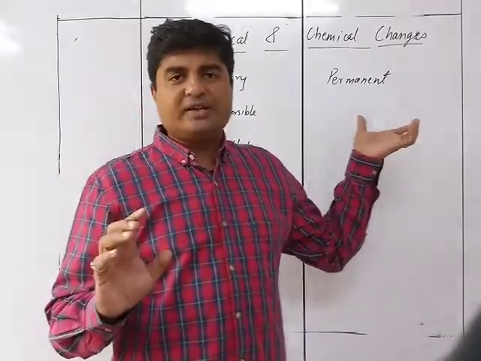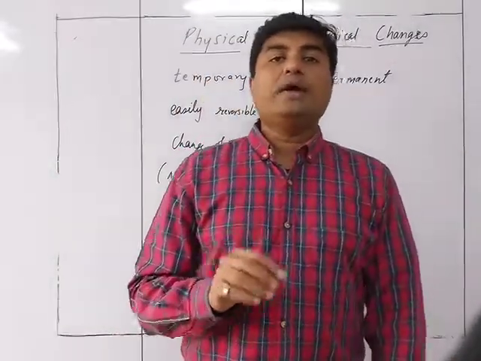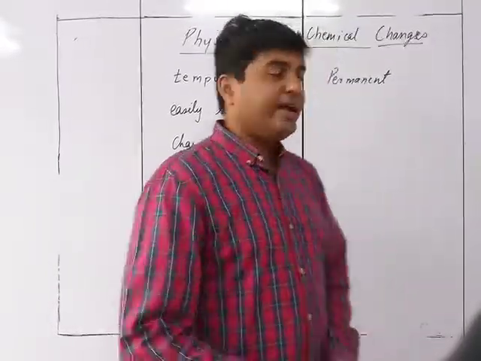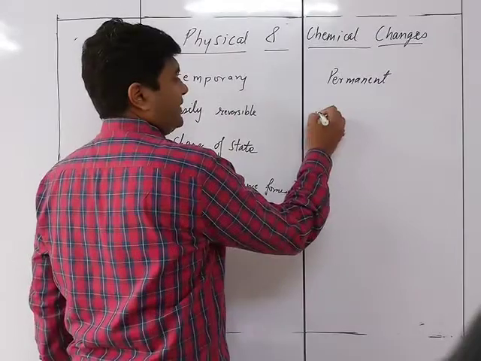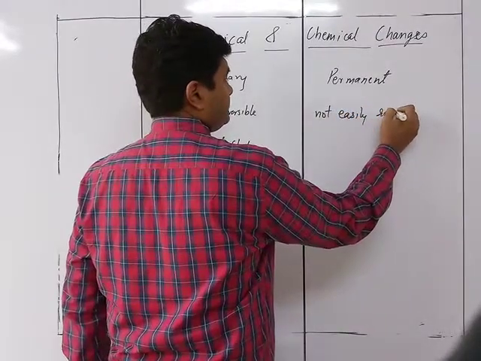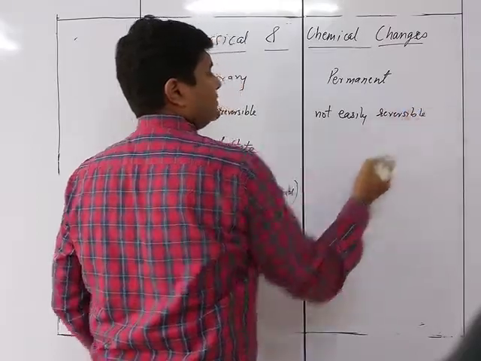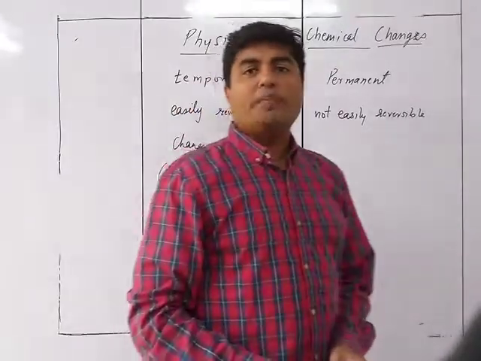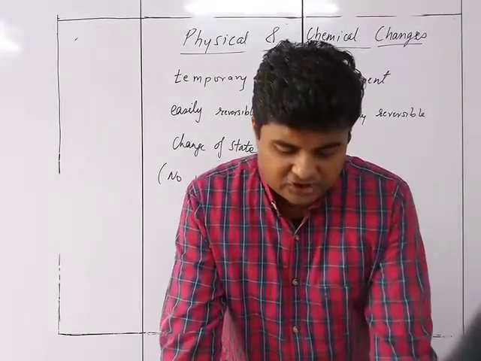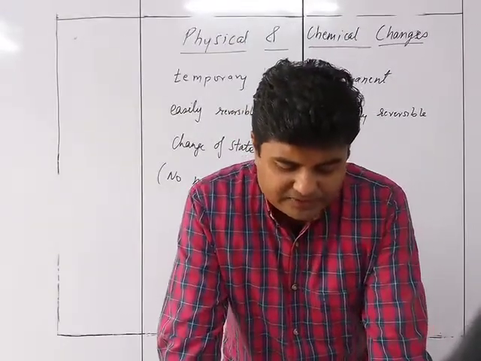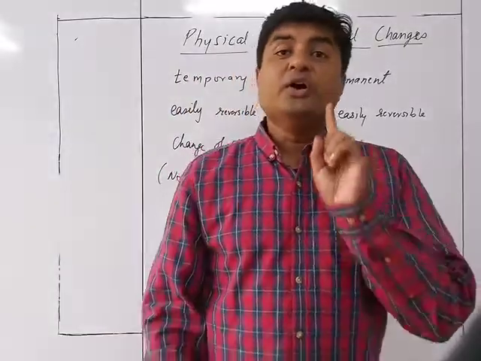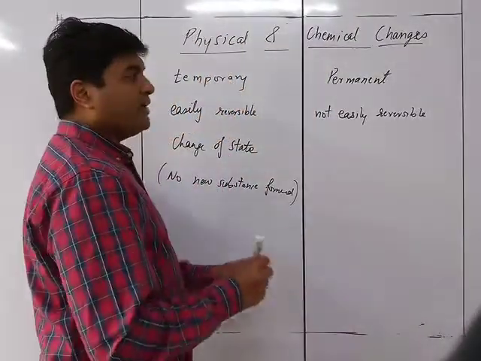That's why we call it a permanent change. Permanent changes are those changes which are not easily reversed. If the change is such that it cannot be reversed so easily, then it is a permanent change. And the identity of the substance is altered, which generally results in the formation of a new substance.